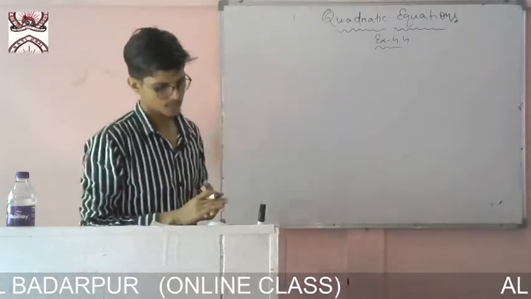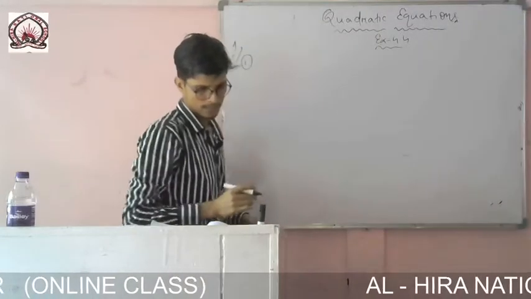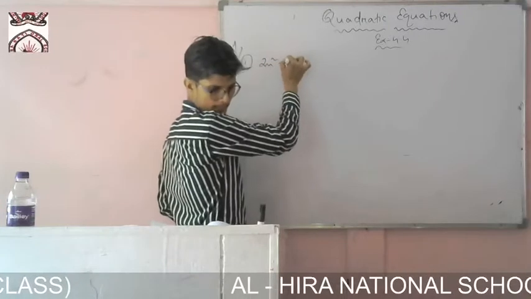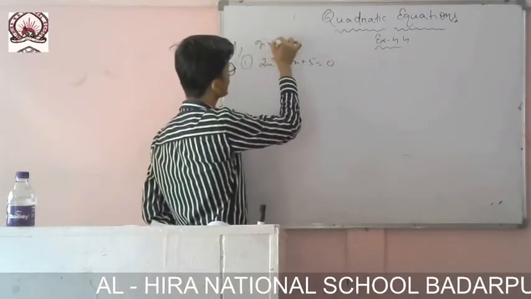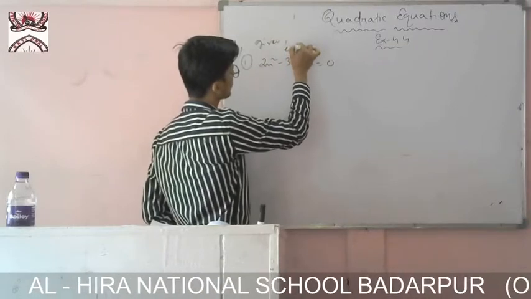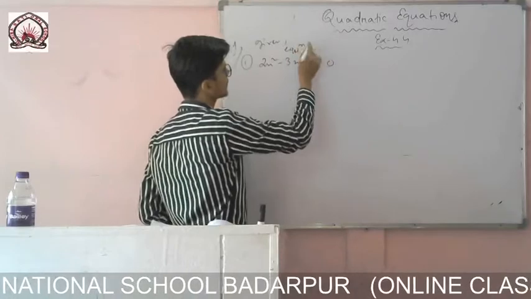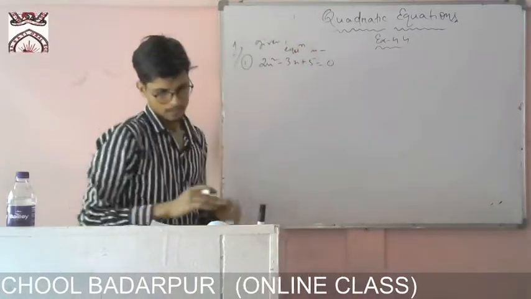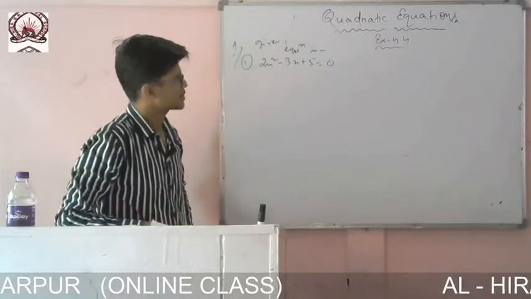So very first question, Roman numeral 1, what is given here? 2x square minus 3x plus 5 equals 0. Given equation is this one. You try to write it, I am not writing this always. So 2x square minus 3x plus 5.